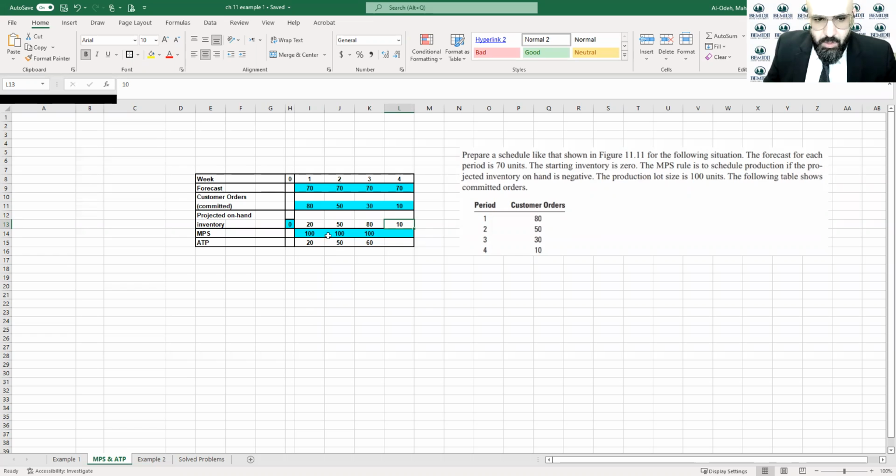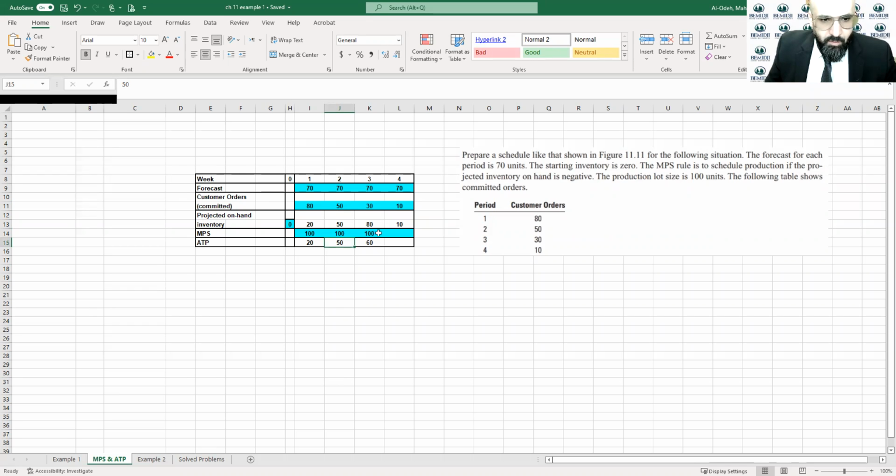Available to promise is equal to the demand before the next MPS. So the demand here is 80. So 100 minus 80 would give you 20 units available to promise to your customer. Now next is period 2. We have the available to promise to be 100 minus the 50 right there. So we have 50 units available to promise.